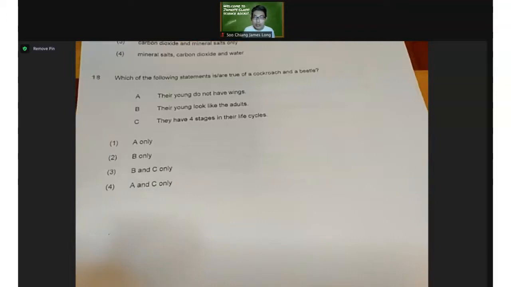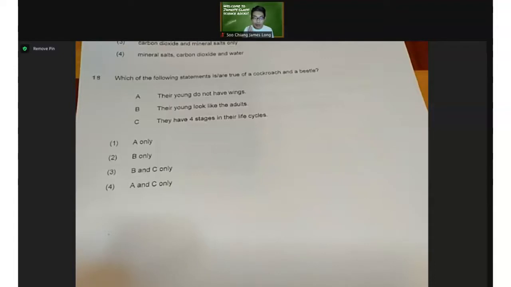Now this question comes from the theme of life cycles of animals. There are a few animals that you have to memorize, like a cockroach, a grasshopper, chicken, frog, mosquito, beetle. These 6 different animals. You have to know which one has the 3-stage life cycle and which the 4-stage life cycle. You have to know whether their young resemble the adults or not, and the stages that they go through.